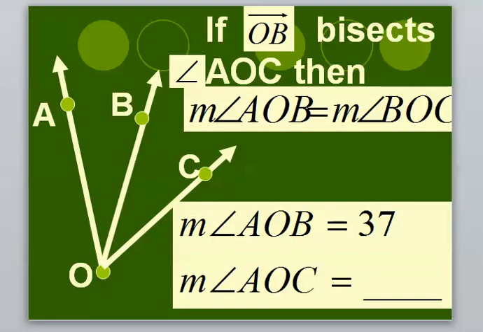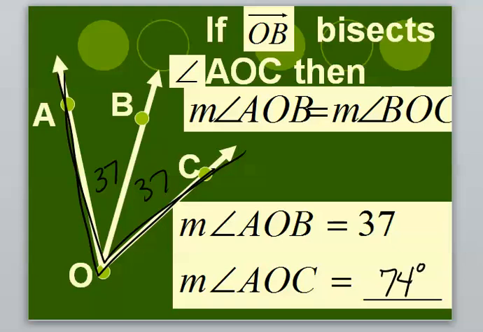Same picture. Ray OB in the center is bisecting the large angle AOC, so the two small angles, angle AOB and angle BOC, have equal measures. This one tells us that the measure of angle AOB, measure because it's how many degrees it is, is 37. And it's asking us for the measure of angle AOC. AOC is the entire angle, so we need to consider the fact that if AOB is 37, BOC is also 37. So the entire angle is 37 plus 37, or 37 times 2, which is 74 degrees.